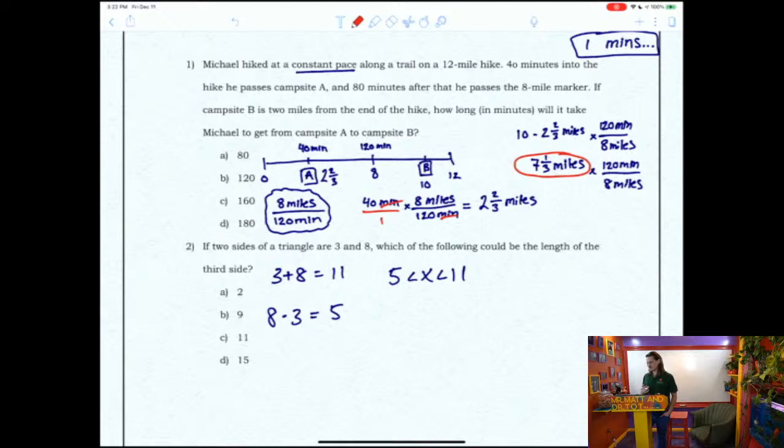That doesn't make any sense. Or I'm sorry, minutes over miles squared. Miles squared would be a unit of area, like square miles. And that doesn't make sense in the context of this problem.